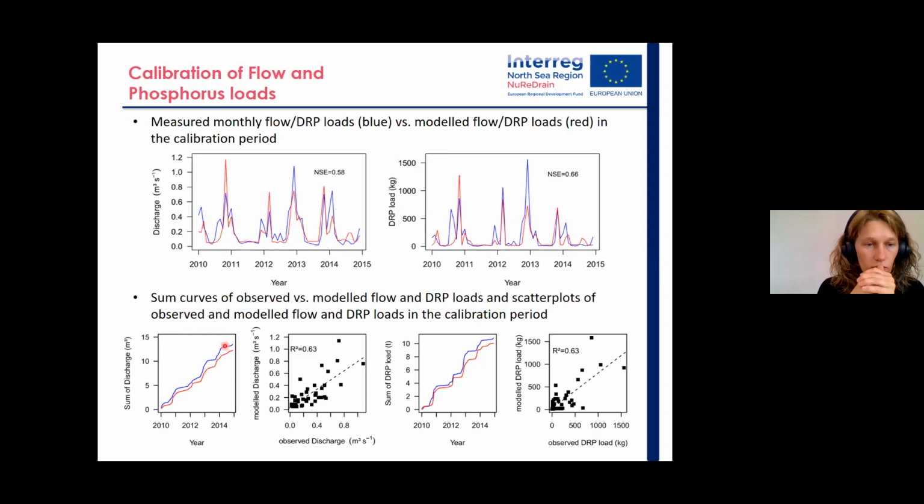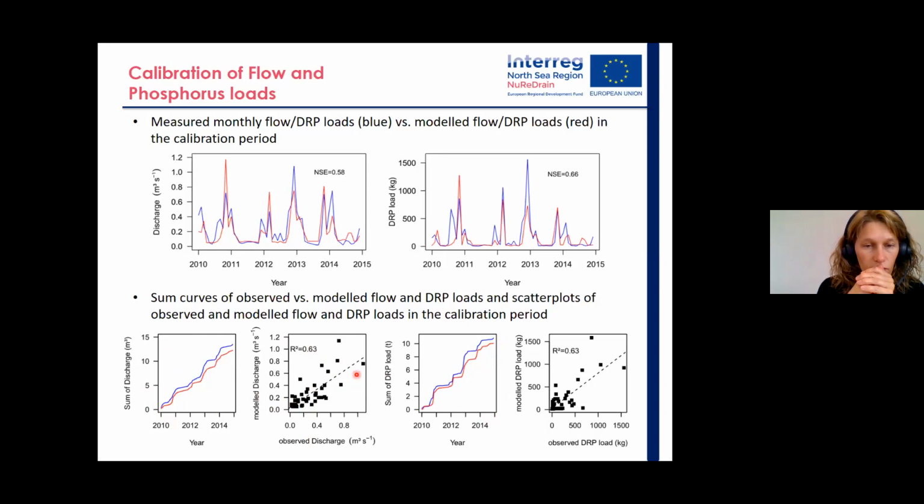Here you can see the sum curves of the discharge and scatter plots of observed versus modeled values. As you can see, the overall sums of discharge and DRP loads were fit quite well, with a slight underestimation. However, the scatter plots show that we don't have a constant under or overestimation by the model, which is a pretty good indicator for the model quality.